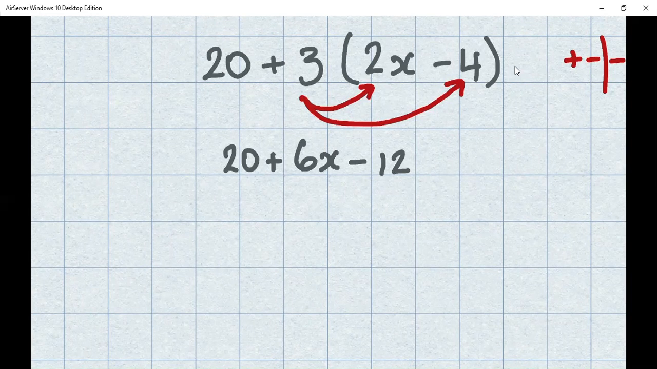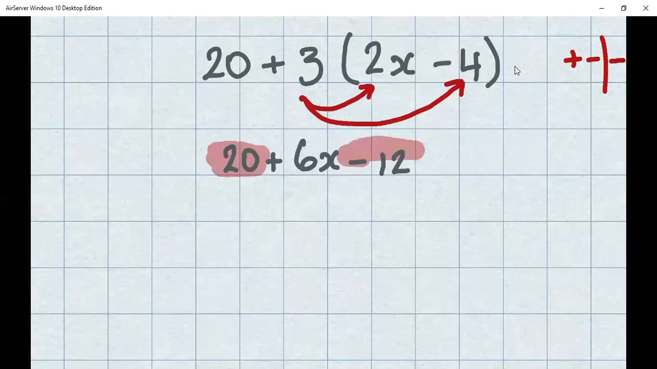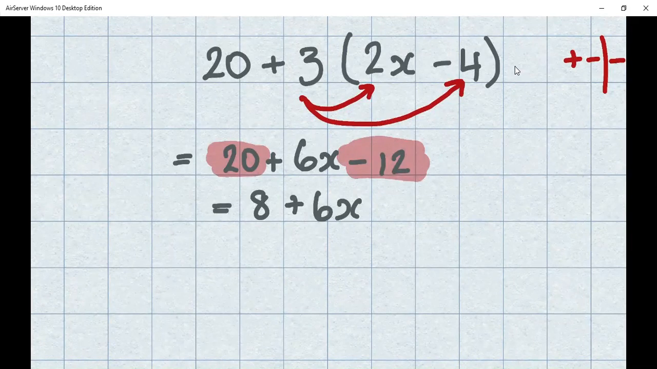Now again, we need to simplify. So I'm going to put together this term with this term. So 20 take away 12. That gives me 8. And then I still have plus 6x, and there's nothing else that I can simplify that x with. So this x here just stays on its own.